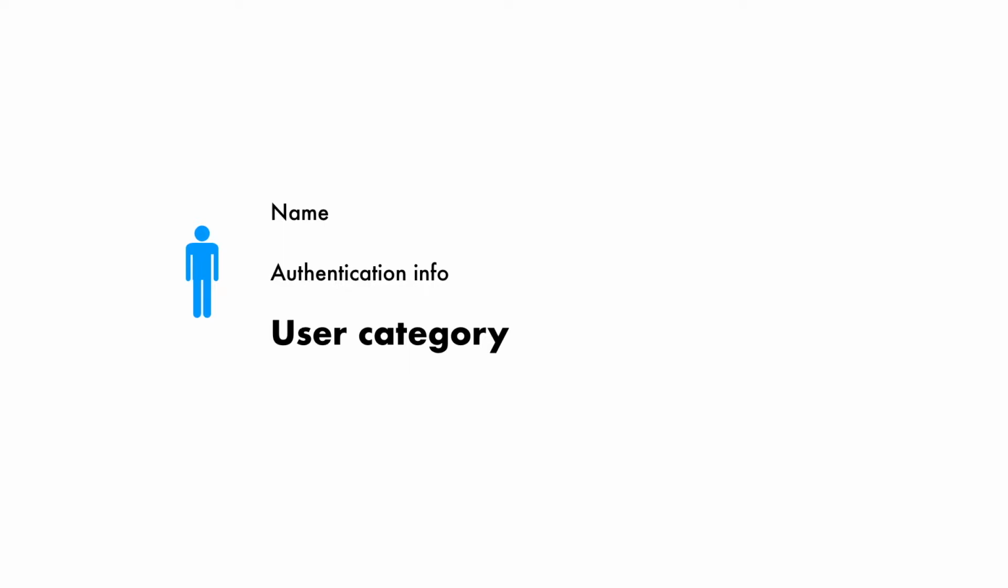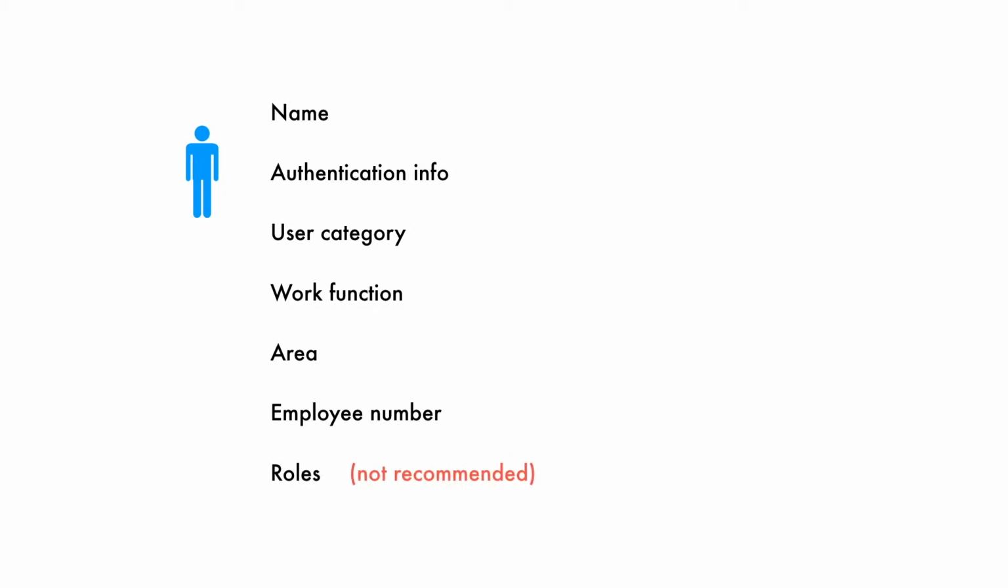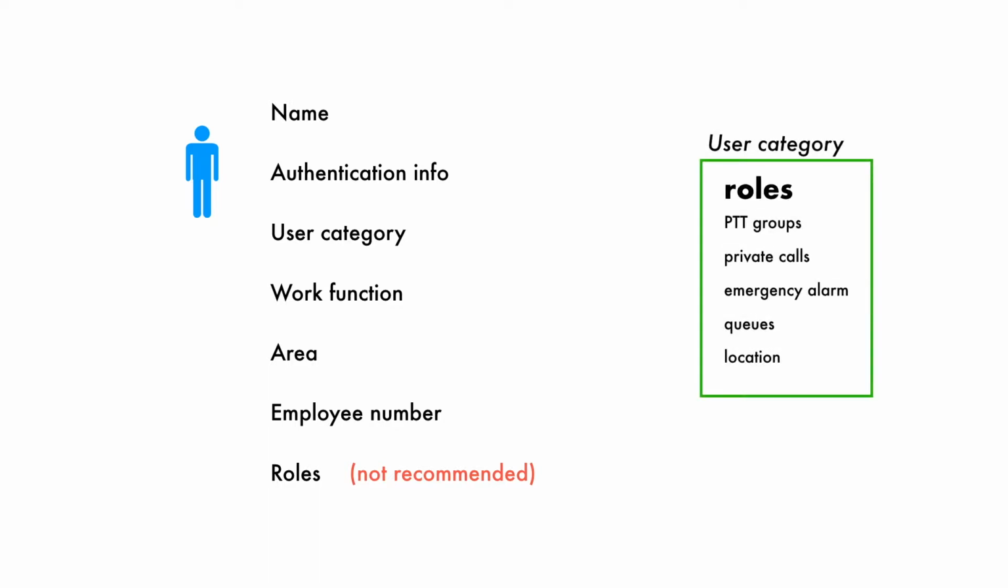In addition to a name, authentication info and user category, it is possible to add custom fields called user labels. Which user labels to use depend on which information you want to have available of your users. Some examples are work function, area and employee number. But it may be other fields that makes more sense for your organization. Lastly, it is possible to give roles to a user. While this is possible, it is not recommended. It is better to set roles in the user category instead.